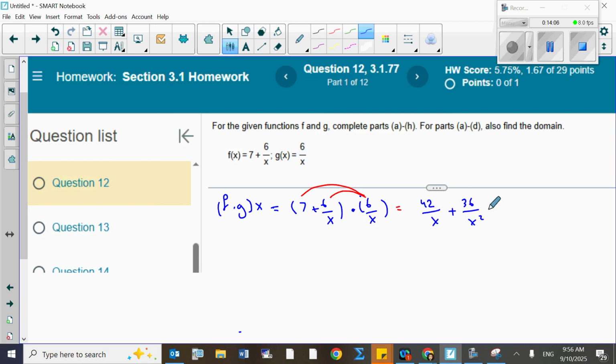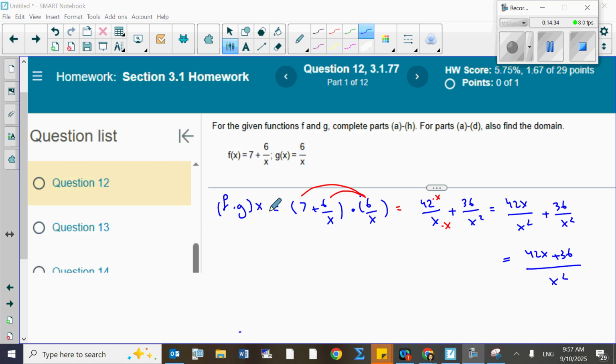Now I can simplify. In order to add these two fractions, I need to have the same denominator. So I multiply this one by x, and the top as well by x. It will be 42x over x squared plus 36 over x squared. And the result will be just 42x plus 36 over x squared.